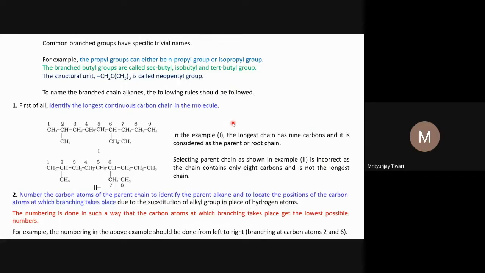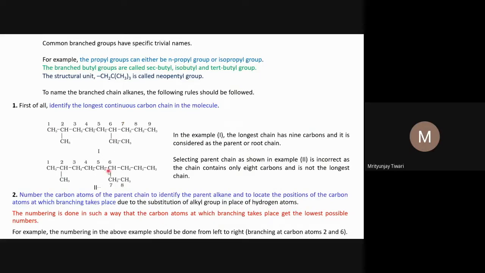Although these rules are for the saturated hydrocarbons, similar rules will be followed for all organic compounds, even those compounds which contain a functional group. So these rules are basically going to be followed similarly for any organic compound. You should pay attention to what we are going to study. So what we have to do is first identify the longest continuous carbon chain in the molecule.